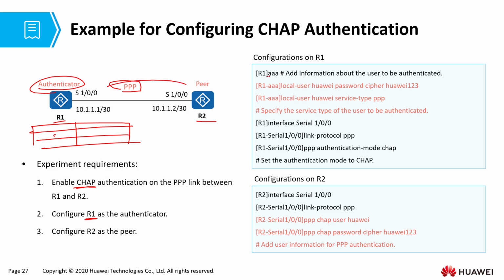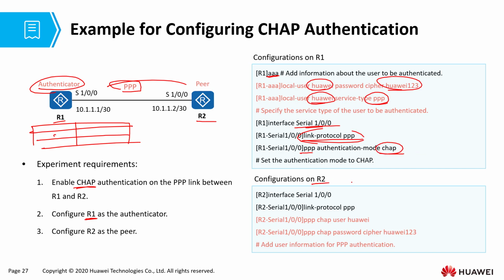So again, we shall go to the AAA view and create a username, in this case called Huawei, give him a password called Huawei123. Go ahead and give that user, Huawei, access to the service PPP. We shall then go to the interface, serial 1/0/0, set the link protocol to PPP again. This is a serial link, and so PPP will be the default. You will actually find this command there for you if it is a serial link. But you will need to set the PPP authentication mode to CHAP.